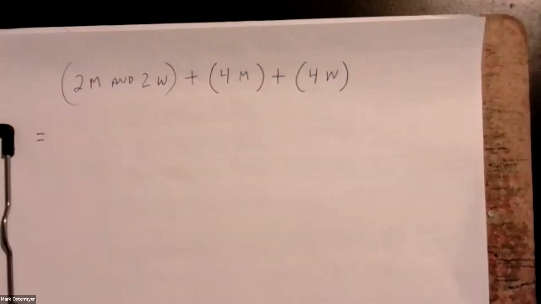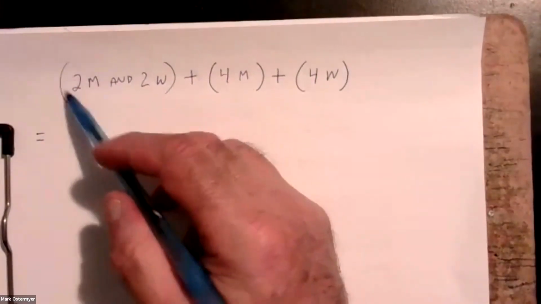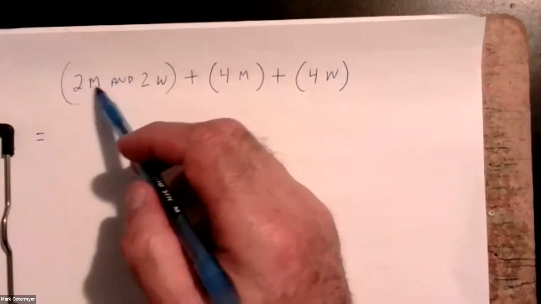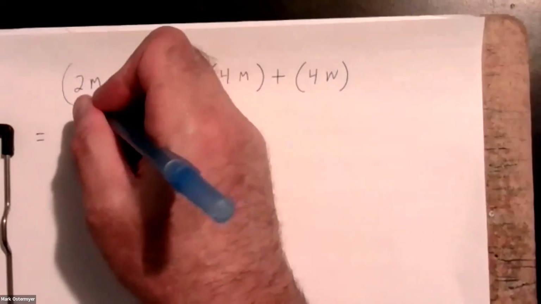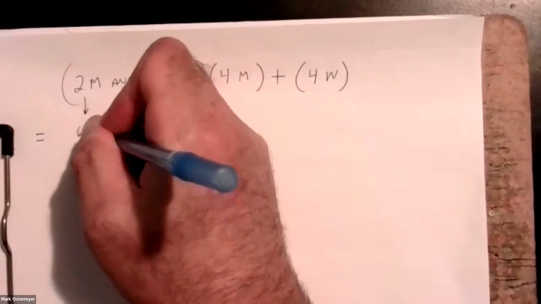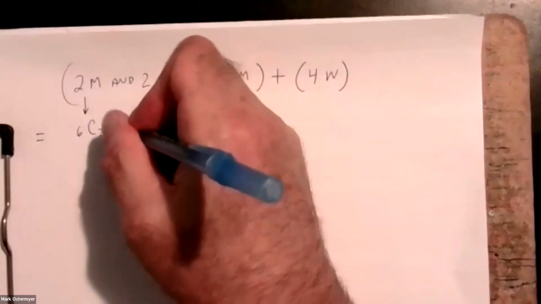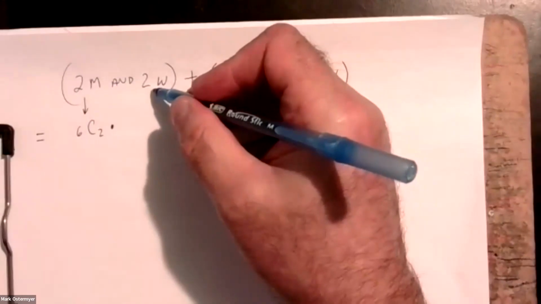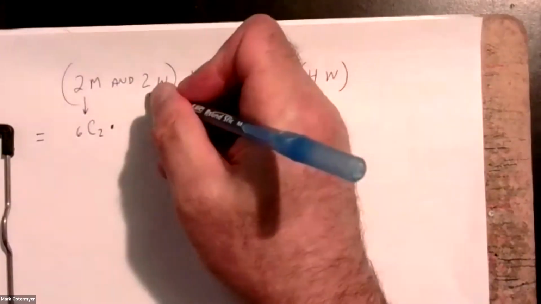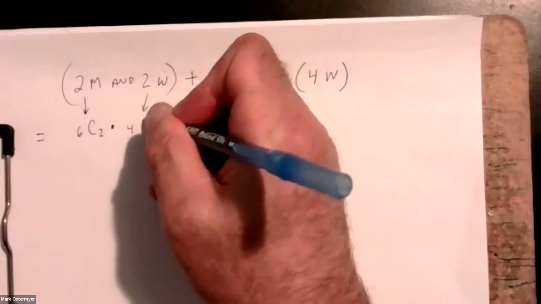So if order does not matter, how can we form all these different committees here? Well, how many men, how many women? There were 6 men and 4 women. So how many different ways can I choose 2 men from 6 men if order doesn't matter? This is going to be 6 in combination with 2, times, how many different ways can I choose 2 women from 4 women, where order does not matter? This is going to be 4 in combination with 2.